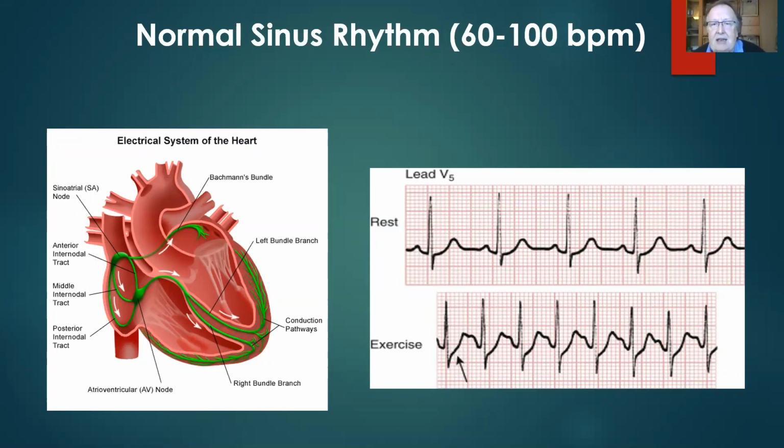We can see discernible P waves, but because of the speed, the P wave is encroaching the T wave. And so here it's purely down to the speed of what's going on. So we've got a P wave present. There's a P wave before every QRS complex. There's a QRS complex after every P wave. The PR interval is normal. The QRS complex is normal.